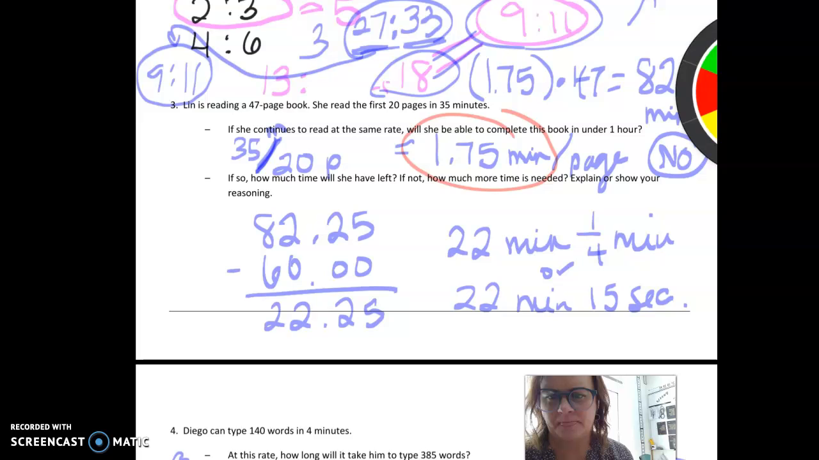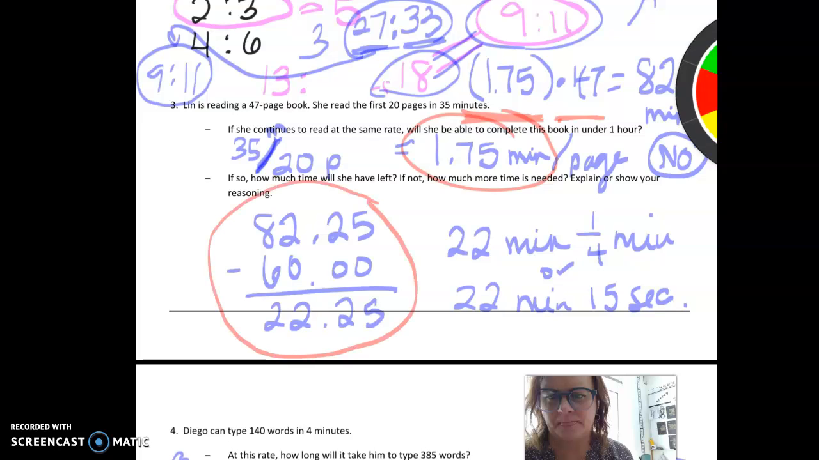And so we're going to use that information to answer the question, is she going to be able to complete this book in under an hour? Well, she's not going to be able to, because if she takes 1.75 or 1 75/100 minutes per page, and it's a 47-page book, we multiply those together and we get 82 minutes. So it's going to take her 82 minutes to read that book. And of course, an hour is 60 minutes.